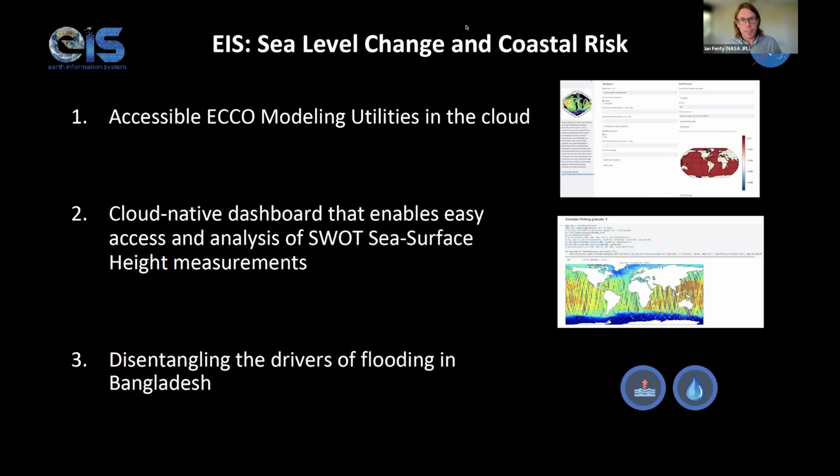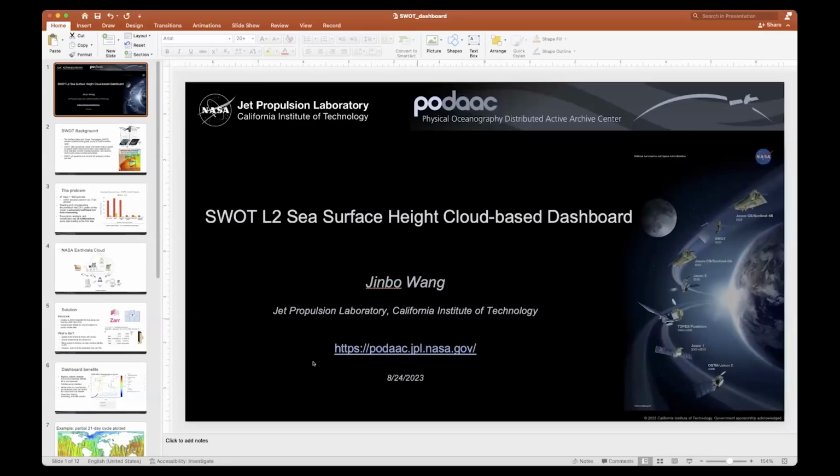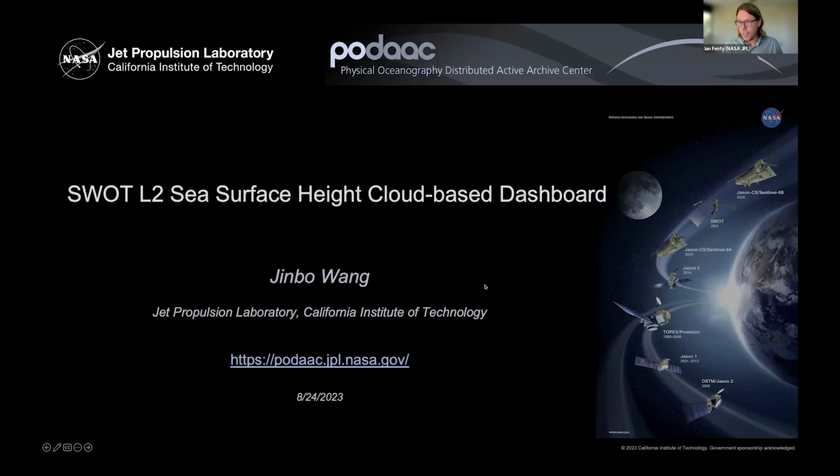So I'm going to stop sharing this PDF and start sharing my PowerPoint. Okay, can someone please tell me whether they see a new slide? Yep, the SWOT level 2 sea surface height cloud.